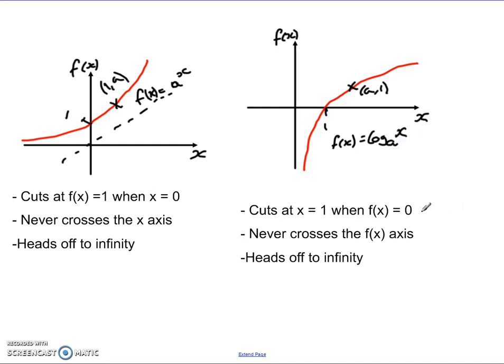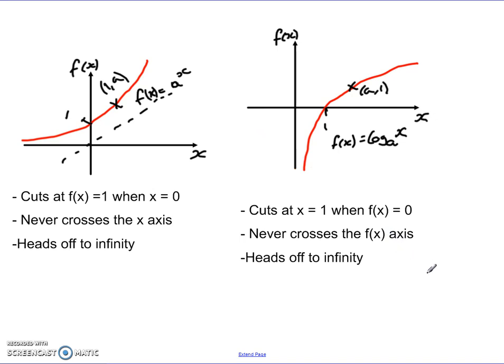It always cuts at x equals 1 when f of x equals 0. It will never ever cross the f-axis when it's a standard curve. When it gets transformed, maybe, but the standard curve will never ever cross the f of x axis. And again, it heads off to infinity as x goes up to infinity as well, and y in either direction will head off to infinity and negative infinity. That's what the basic graph looks like for both of those, and we need to know that before we transform them at all.